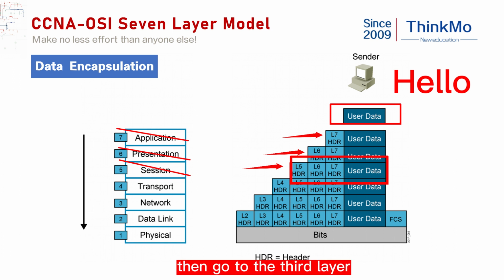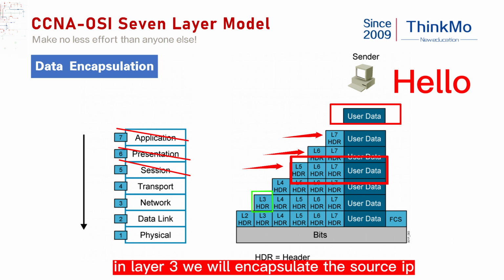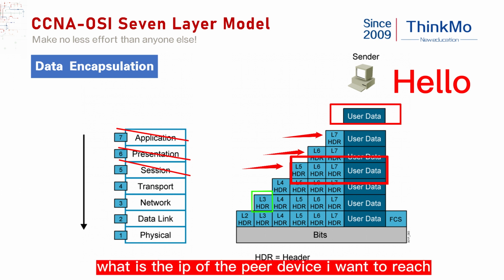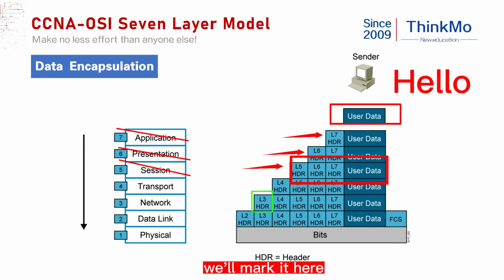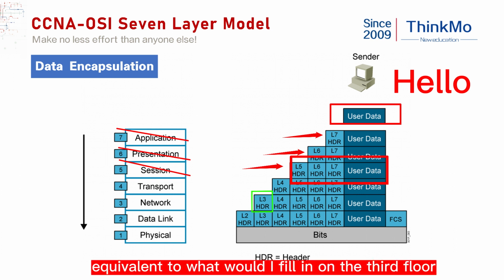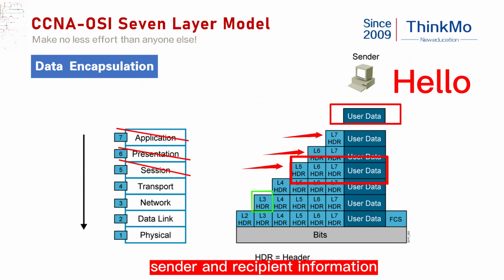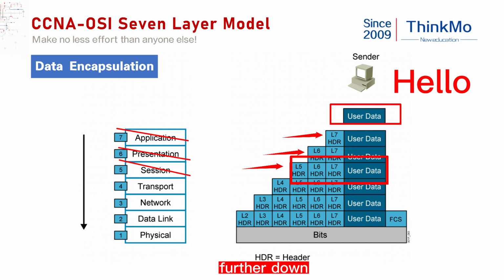Then go to the third layer and continue to perform encapsulation. In layer 3 we will encapsulate the source IP and destination IP. What is the IP of my device now? What is the IP of the peer device I want to reach? We'll mark it here. Equivalent to what would I fill in on the third layer? Sender and recipient information.